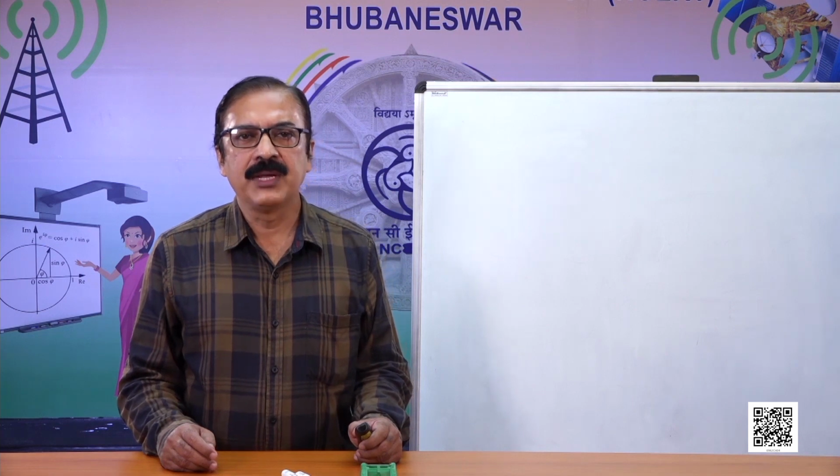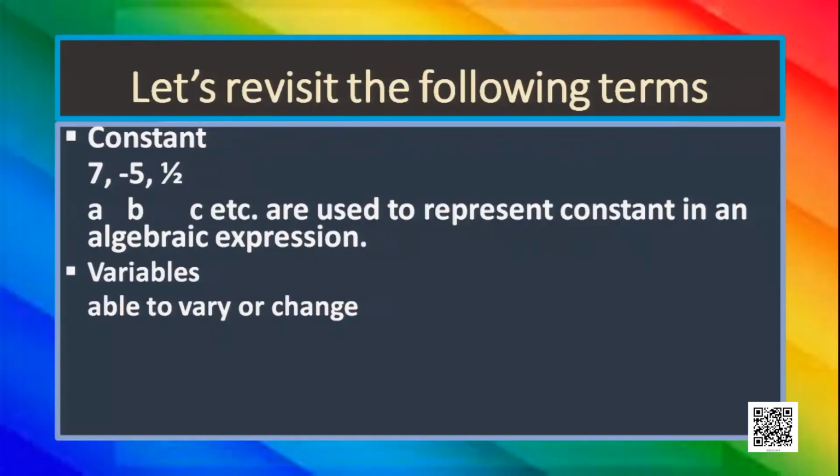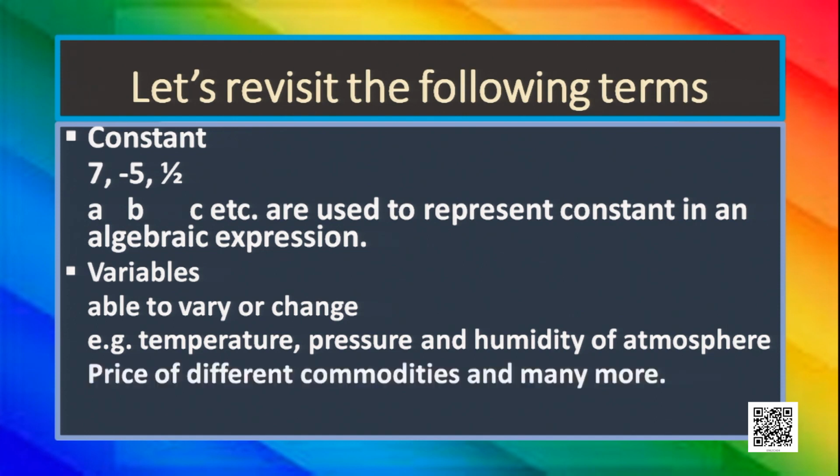And what is variable? The variable means the value changes, which is able to vary or change. So let's see some examples such as temperature, pressure, and humidity of atmosphere, or price of different commodities, and many more. So in our day-to-day life, we come across various variables.